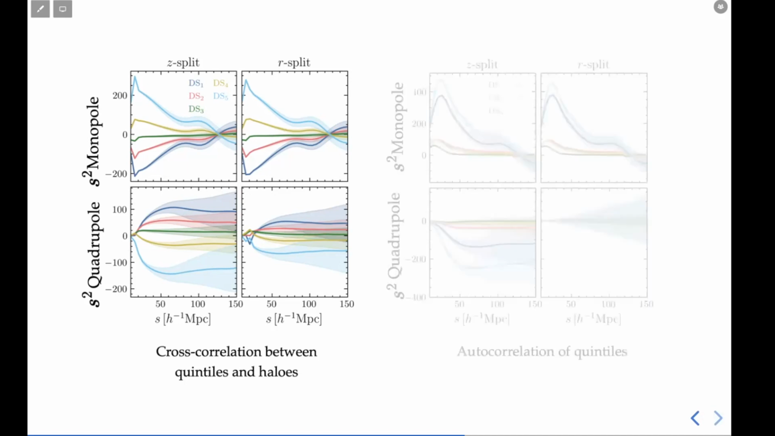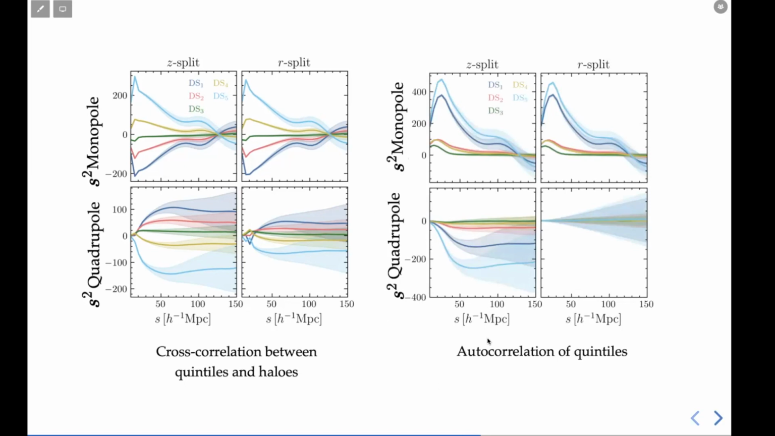You can see that in the autocorrelations as well. These are the autocorrelations of points belonging to the same group, the same quintile. Again, the monopole looks very similar, but if you look at the quadrupole, although in R split it is 0 because points are isotropically distributed, it's not 0 when you identify them in redshift space because they're not isotropically distributed anymore. You have this line of sight effect. So although our quintiles have been mixed up by the effect of redshift space distortions, and that might mean we end up losing some cosmological information.